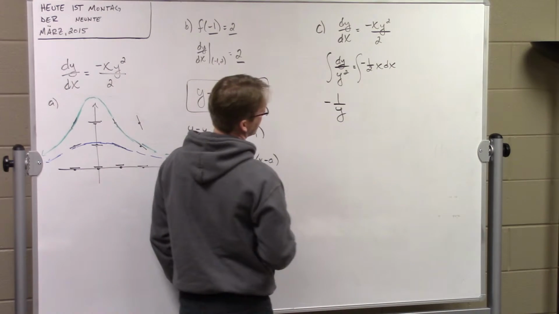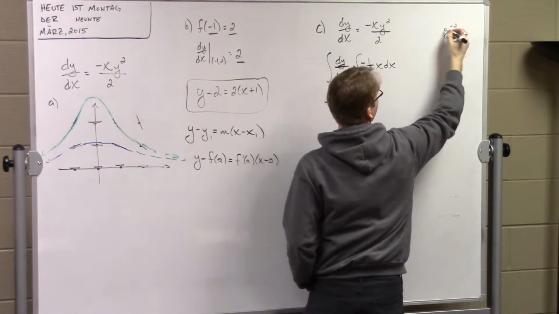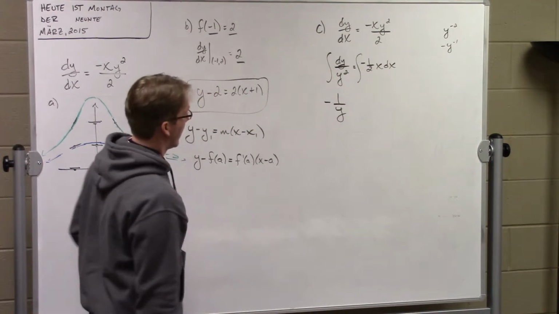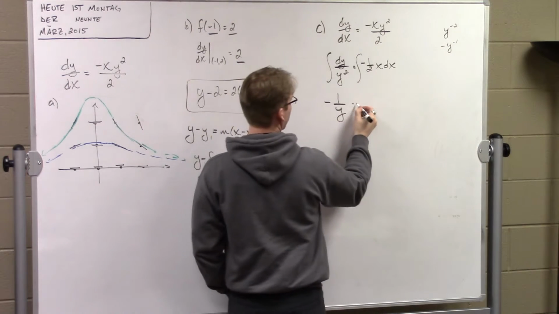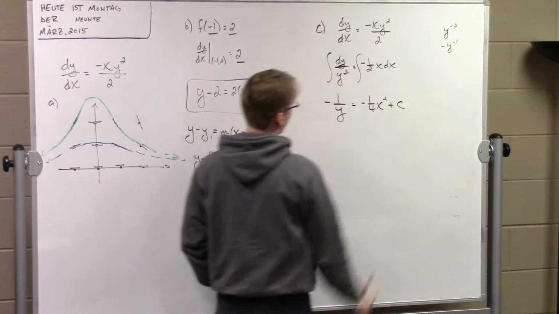Over y, not positive 1 over y, because you can think of this as y to the negative 2. So when you raise it one power, you get y to the negative 1. That was the only little snag in yours. This side over here is going to be negative 1/4 x squared, and then we'll tack on a plus c.